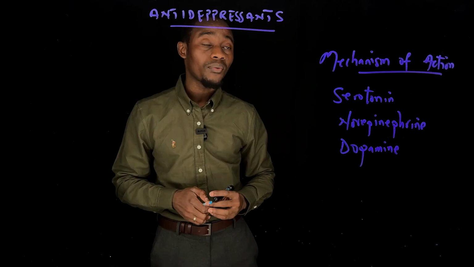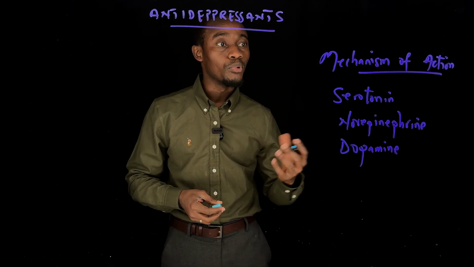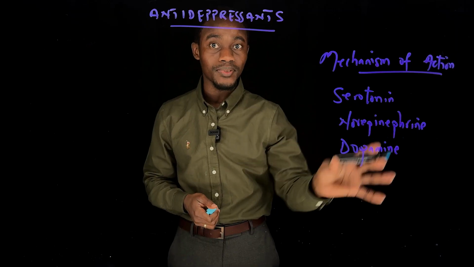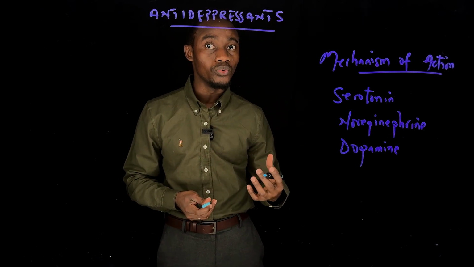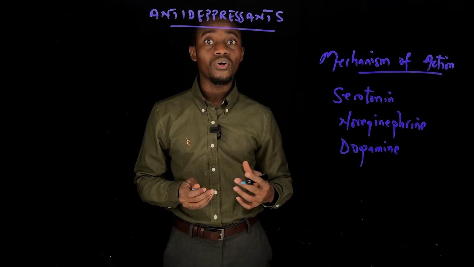But for now, I want it to be clear that antidepressant medications generally modulate the amount of these neurotransmitters in the brain to improve the mood of an individual with depression. This leads us to the types of antidepressants.